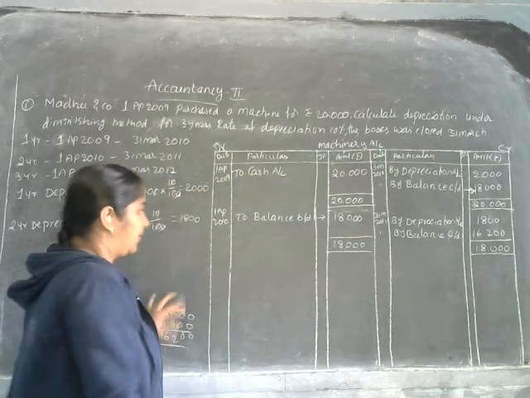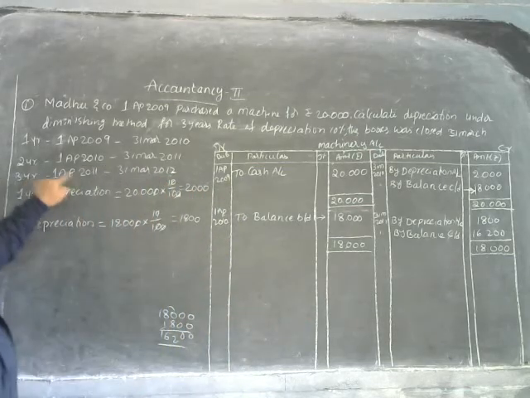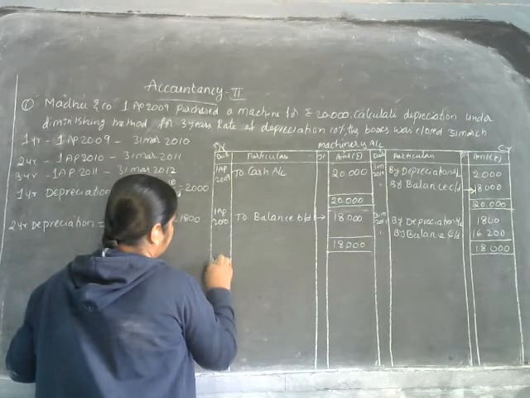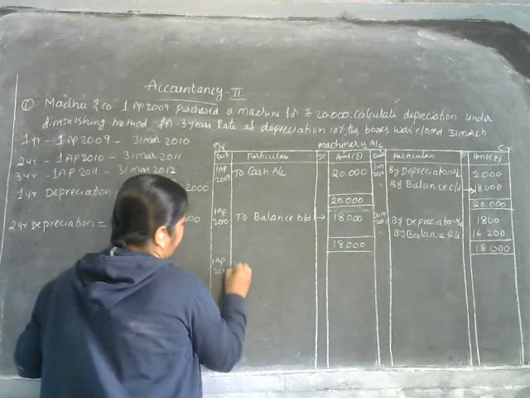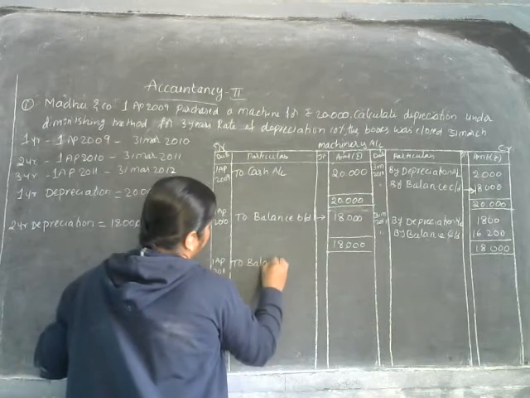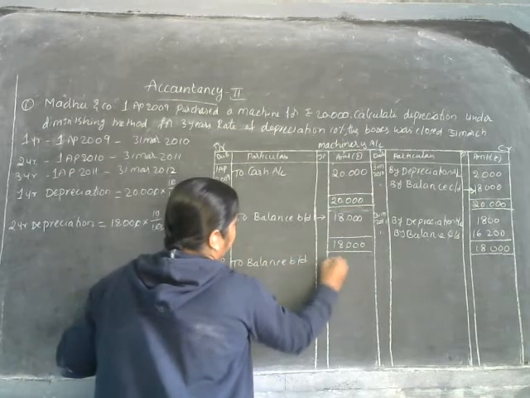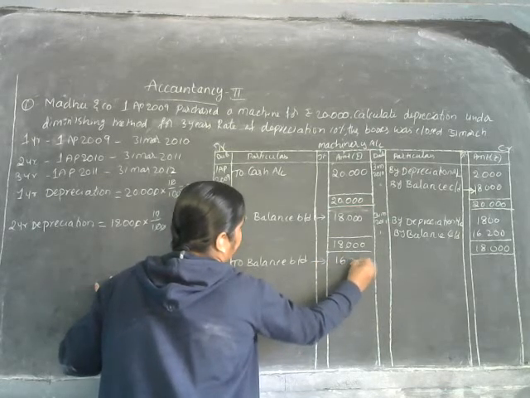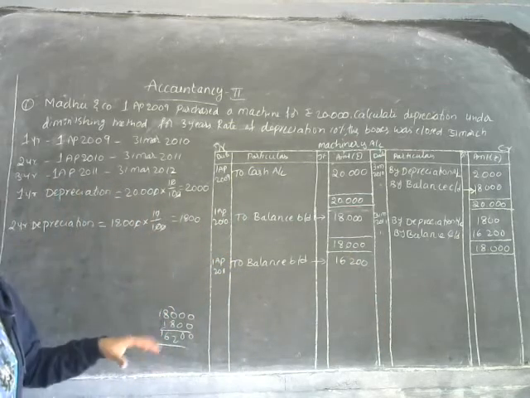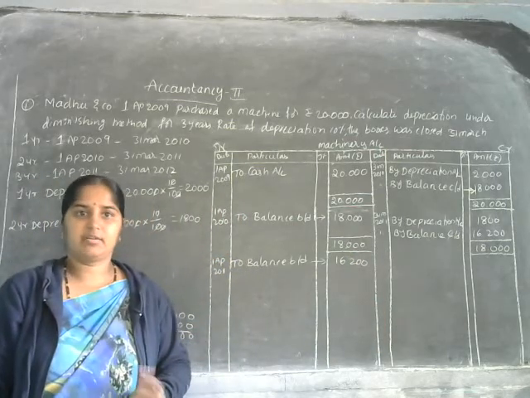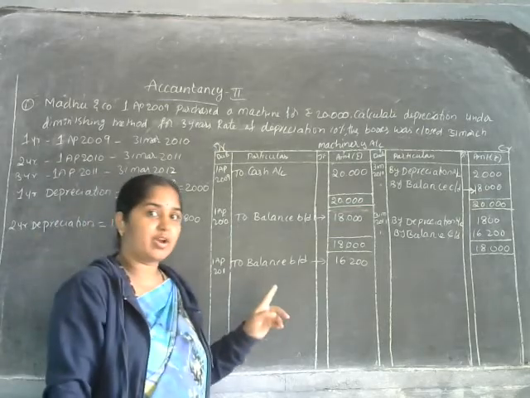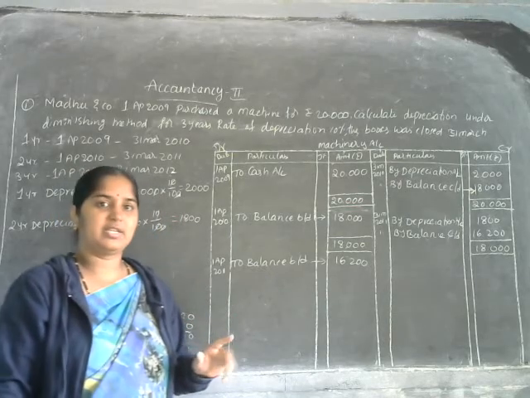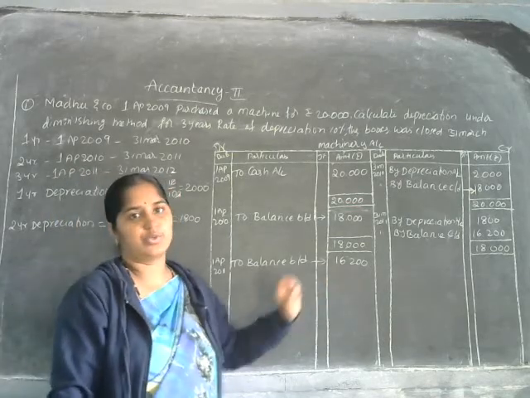So come to the third year. What is the third year? 1st April 2011. So right here 1st April 2011. Right here to balance brought down, it becomes 16,200. Okay now? Now in third year, so third year also we have to calculate depreciation. And what is the third year balance brought down amount? 16,200.